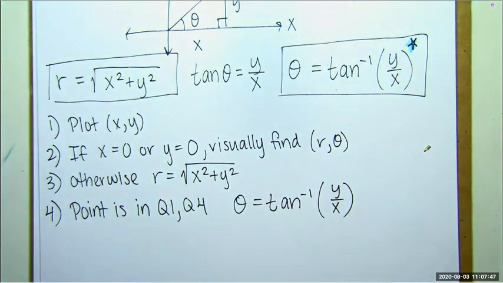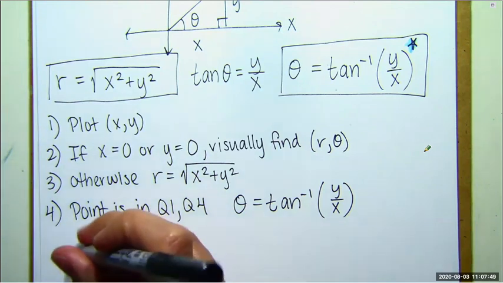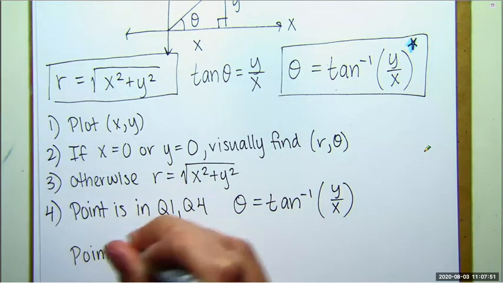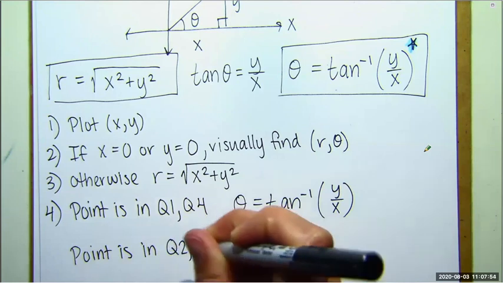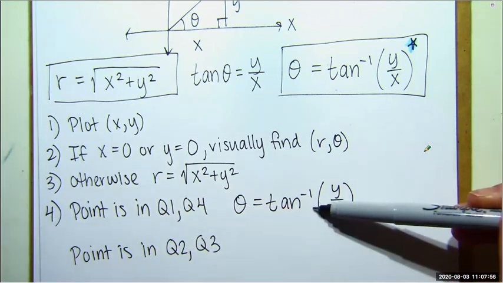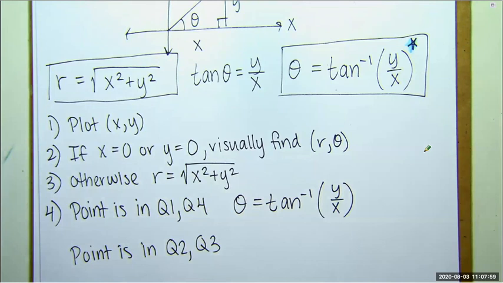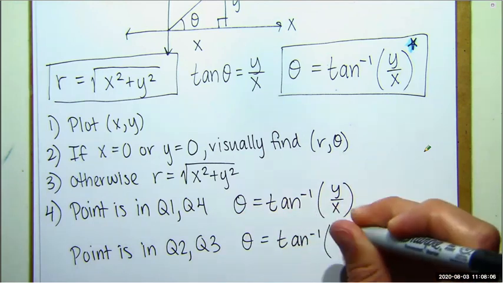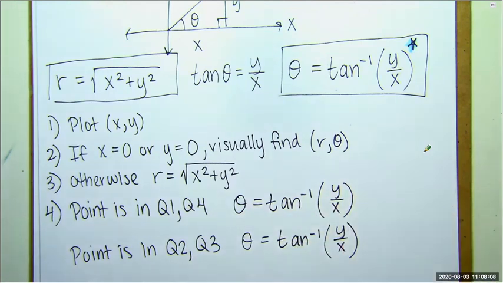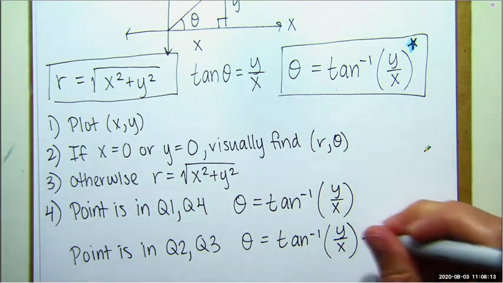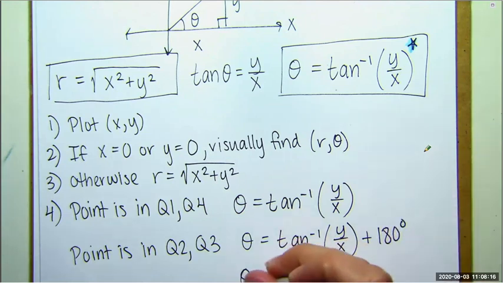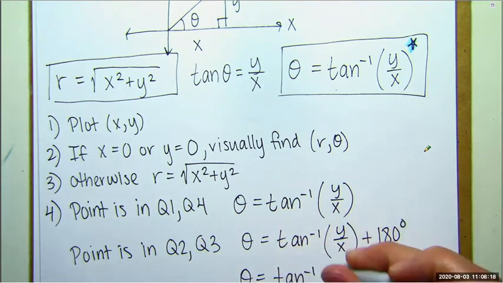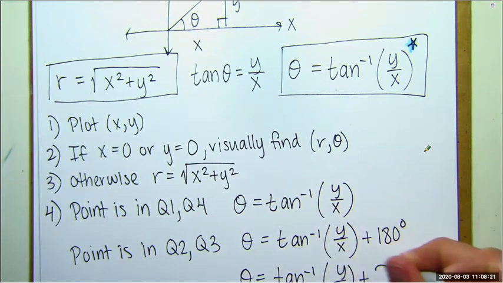But if the point is in quadrant 2 or quadrant 3, this formula, this inverse tangent, can only return something in quadrant 1 or quadrant 4. So what we're going to have to do is take this formula and bump that angle over to quadrant 2 or quadrant 3. If we're bumping it over by 2 quadrants, we're adding 180 degrees. Or in terms of radians, we're going to add pi. And I'll show you in the examples why this works.